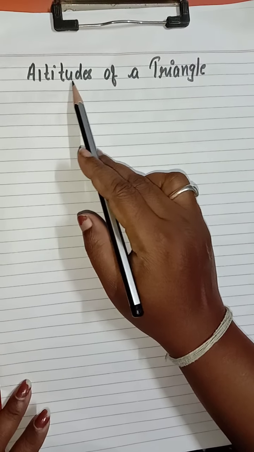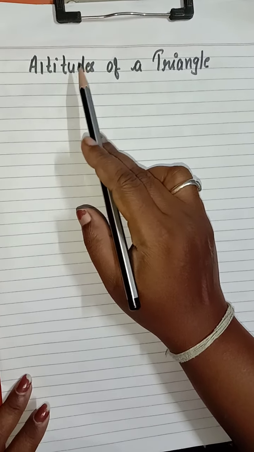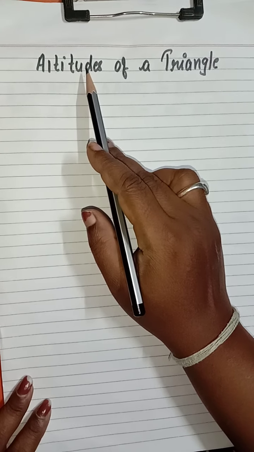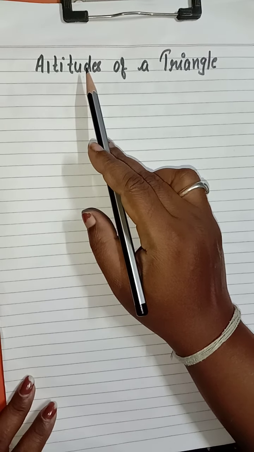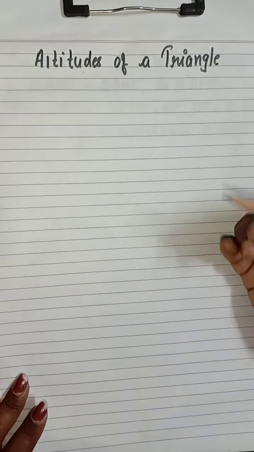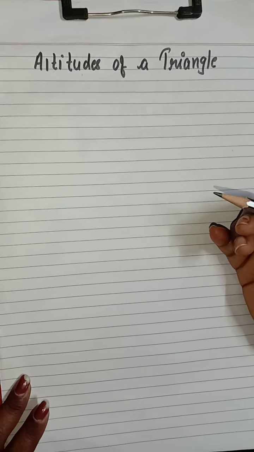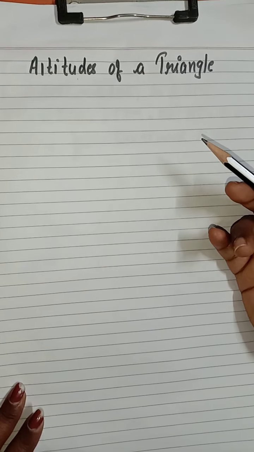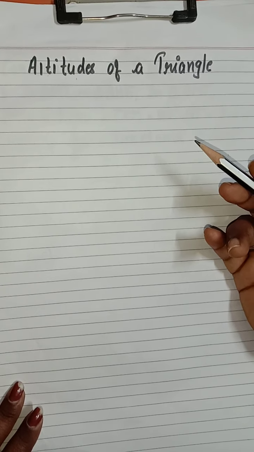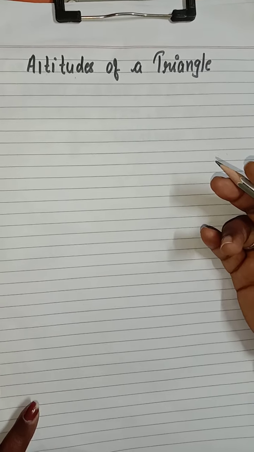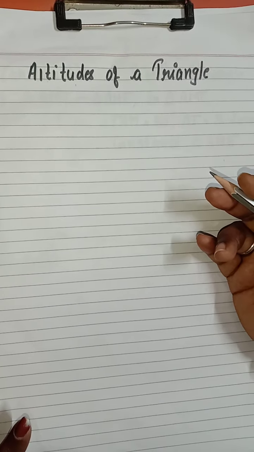So altitude of a triangle is nothing but a height, and height we can draw when we are able to construct the perpendicular when the point is outside the segment. How to construct the perpendicular when the point is outside the segment? You can see in one of my previous videos.